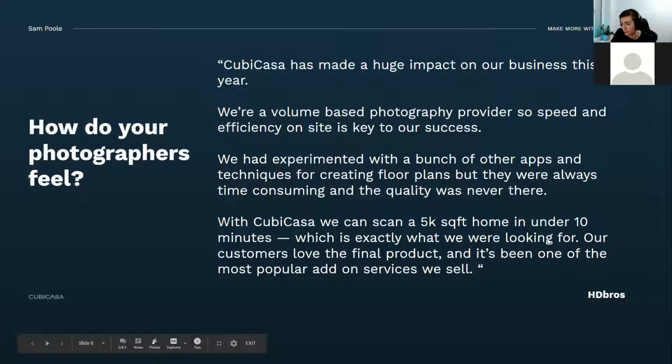Once again, I reached back out to HD Bros and asked how their photographers feel. They say, CubiCasa has made a huge impact on our business this year. We're a volume-based photography provider, so speed and efficiency on site is key to our success. We had experimented with a bunch of other apps and techniques for creating floor plans, but they were always time consuming and the quality was never there. With CubiCasa, we can scan a 5,000 square foot home in under 10 minutes, which is exactly what we're looking for. Our customers love the final product and it's been one of the most popular add-on services as well.